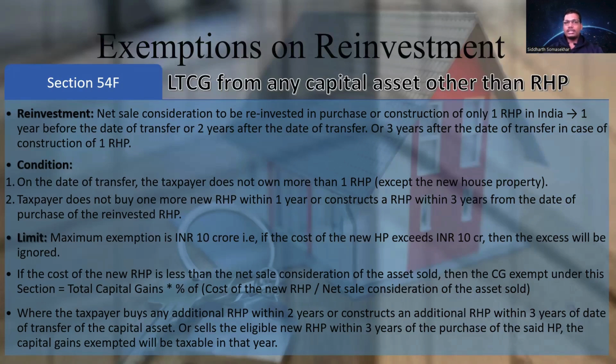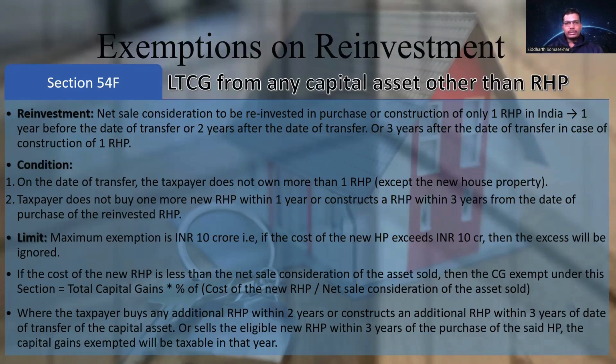Second condition is that the taxpayer does not buy more than one more new residential house property within 1 year of the date of purchase of the reinvested house property, or constructs a residential house property within 3 years from the date of the purchase of the reinvested house property. Basically, this restricts a taxpayer from getting another new house property after it has reinvested in a new house property. Within 1 year, if it is a purchase, within 3 years, if it is a construction, from the date of purchase of the reinvested residential house property.